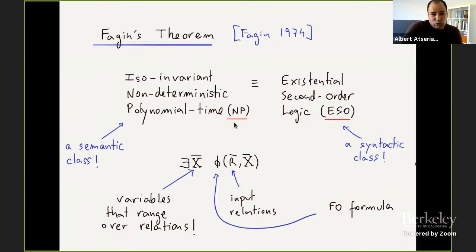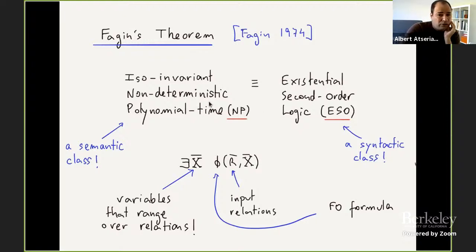But in fact, you can enforce it, because this class of existential second order logic is a syntactic class. It's syntactic, meaning that the set of formulas that you are allowed to use is a clearly decidable set. So that your devices are decidable. Okay, so this is characterizing a semantic class in terms of a syntactic class, and that's what makes it interesting.